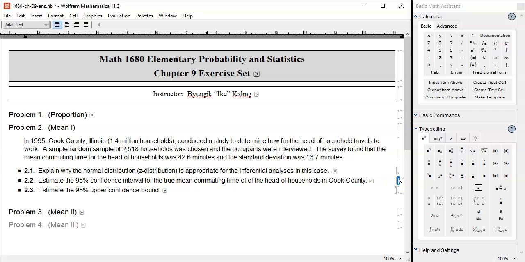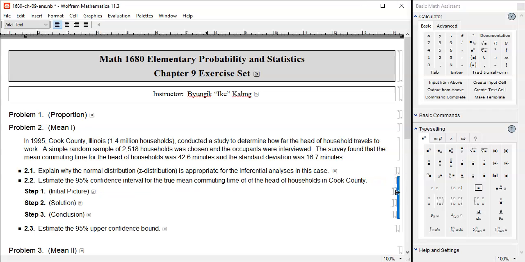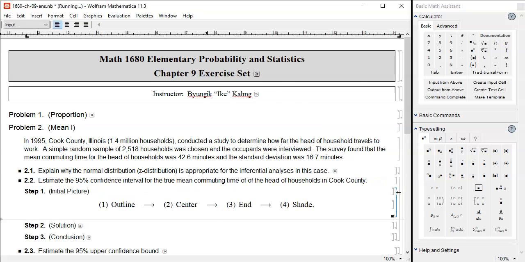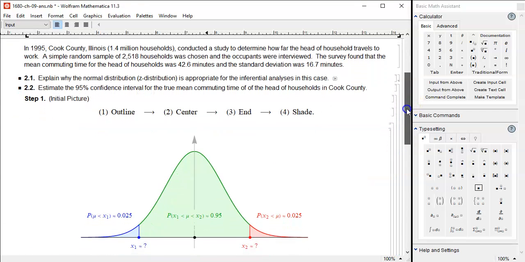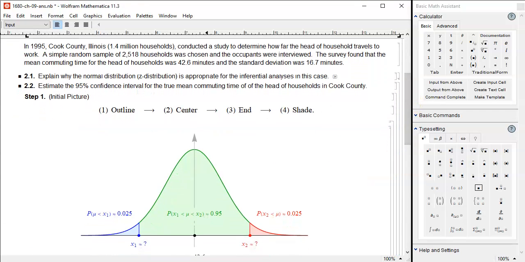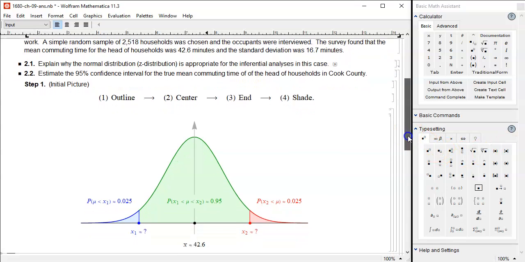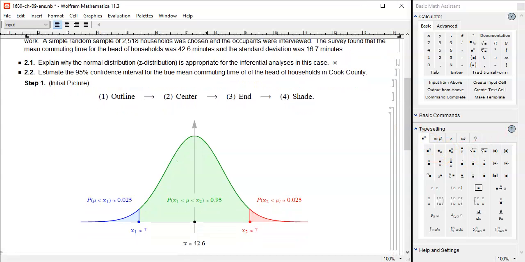Okay, let's resume. Estimate the 95% confidence interval for the true mean commuting time. Okay, here we go. 95% confidence interval. Let's begin with a picture. If you draw a hand-drawn picture, please follow this procedure: 1. Outline, 2. Center, 3. End, and 4. Shade. Outline is a bell curve, unimodal, symmetric, and so on.